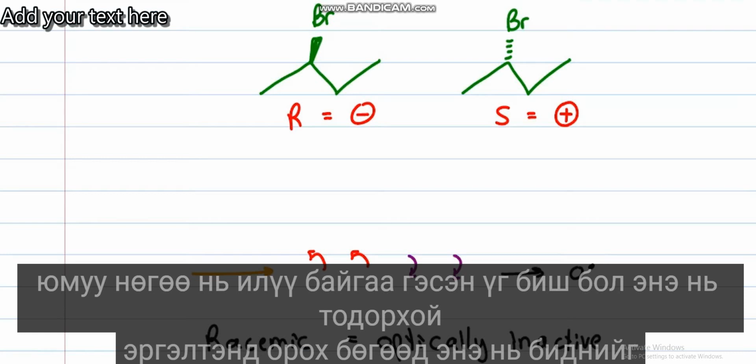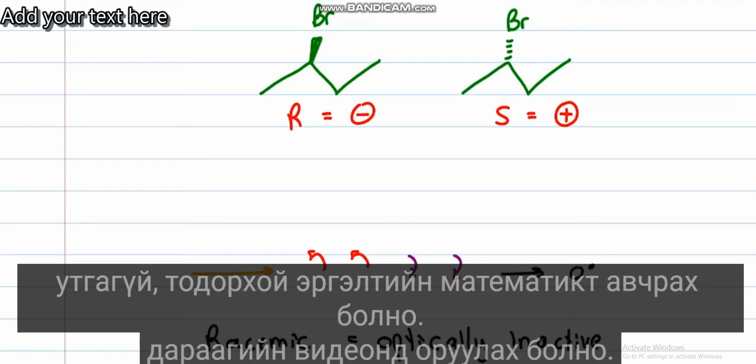And this brings us into the math for observed and specific rotation, which we're going to cover in the next video.